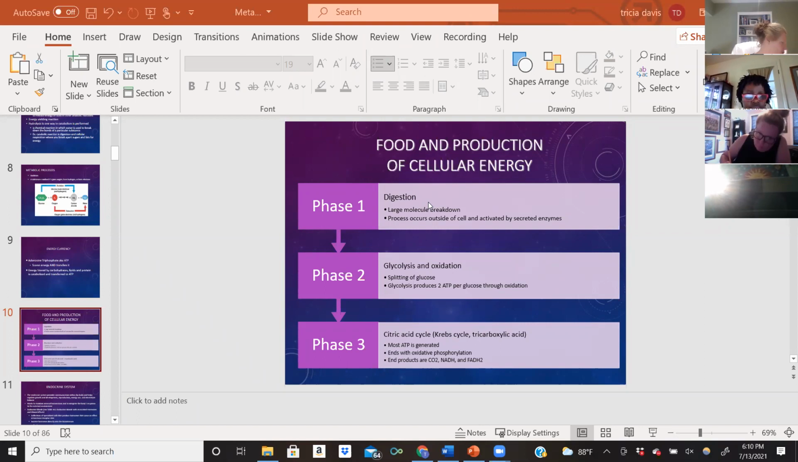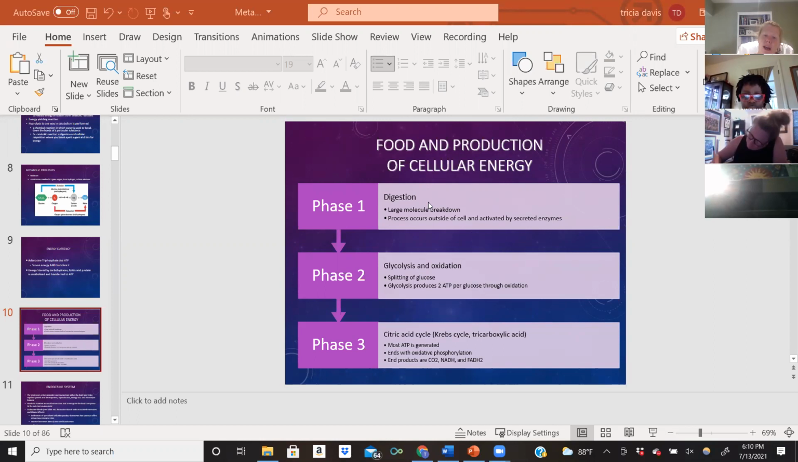Then we're going to go to phase 2, which is glycolysis and oxidation. This is where, you guys probably remember this from biology, the glucose is split. Glycolysis produces 2 ATP per glucose through oxidation, which then you can use for energy.